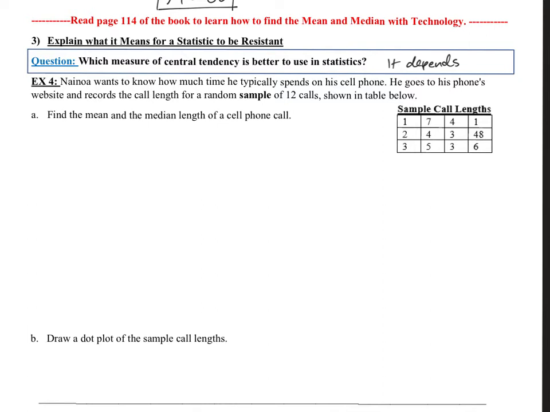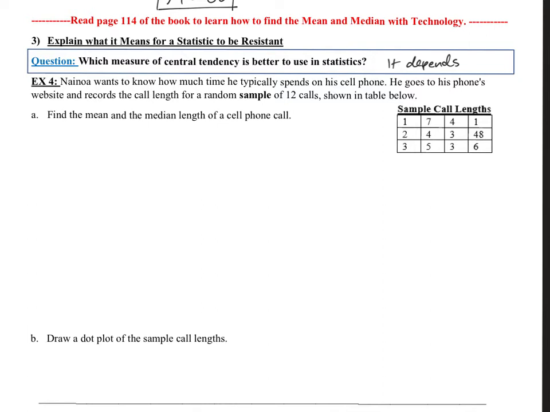Example 4. Nainoa wants to know how much time he typically spends on his cell phone. He goes to his phone's website and records the call length for a random sample of 12 calls, shown in the table below. Right here. Find the mean and the median length of a cell phone call.